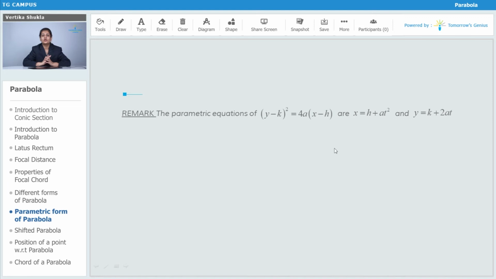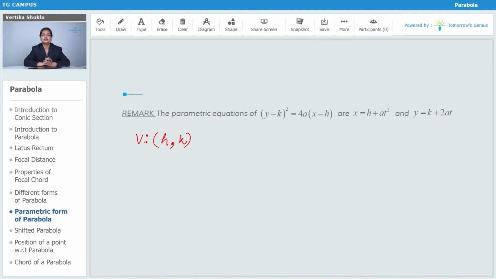Parametric equations and the coordinates that we had discussed till now had their vertex at 0, 0. Now what will happen when the vertex shifts to some other point? Suppose the parabola has its shifted vertex, and the vertex has now shifted to some point we can take as h, k. So the vertex is shifted from 0, 0 to h, k. These are the coordinates of my vertex.